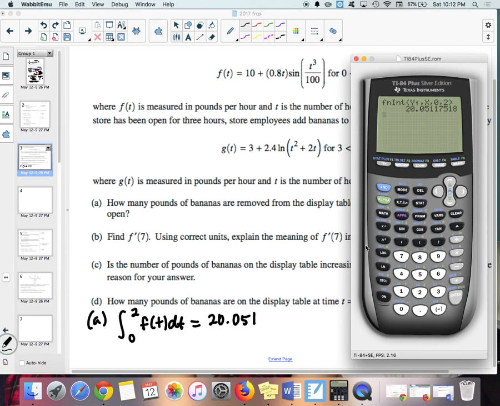Okay, so this would be the number of pounds of bananas. So let's say something like 20.051 pounds of bananas are removed over the first 2 hours.